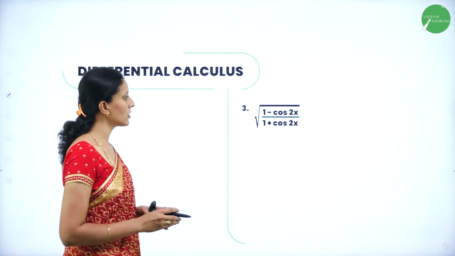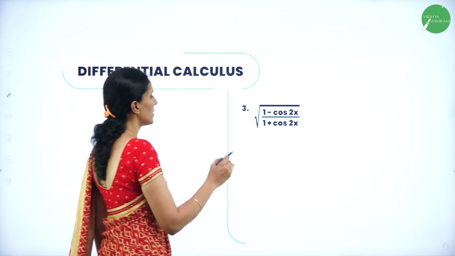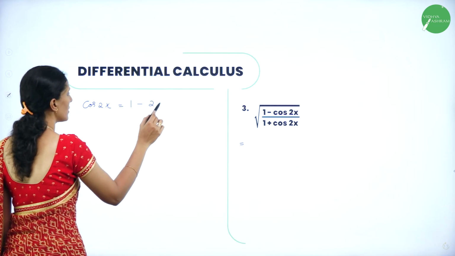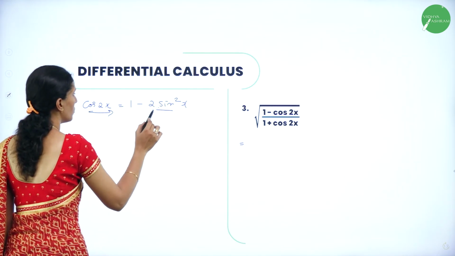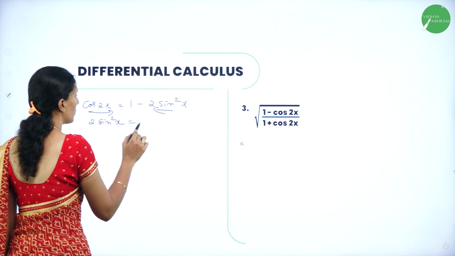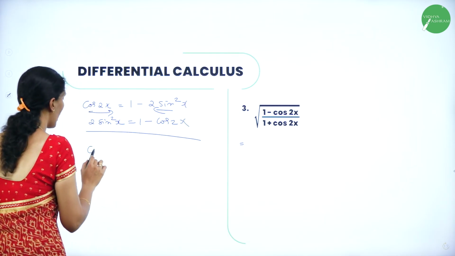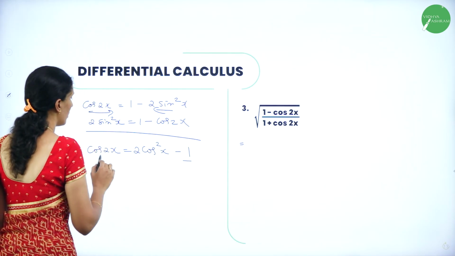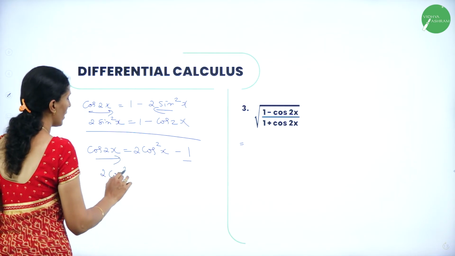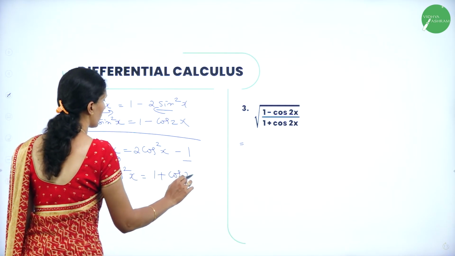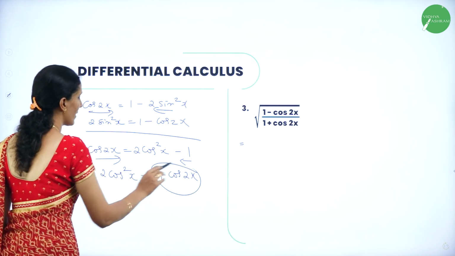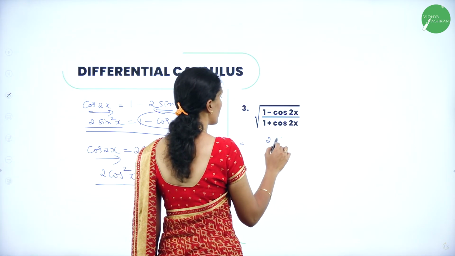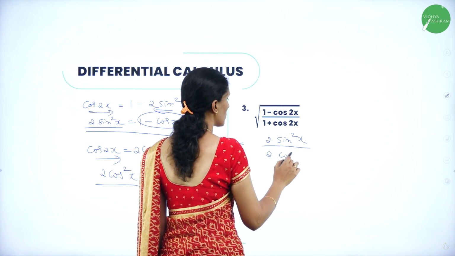Next question, we have root of 1 minus cos 2x divided by root of 1 plus cos 2x. So here we have the cos 2x formula, that is 1 minus 2 sine square x. If I shift these, then 2 sine square x is equal to 1 minus cos 2x. Similarly, I have cos 2x is equal to 2 cos square x minus 1. So if I shift 1 to that side, then 2 cos square x will be equal to 1 plus cos 2x. Therefore 1 plus cos 2x can be written as 2 cos square x, and 1 minus cos 2x can be written as 2 sine square x. So applying here, we get 2 sine square x divided by 2 cos square x.